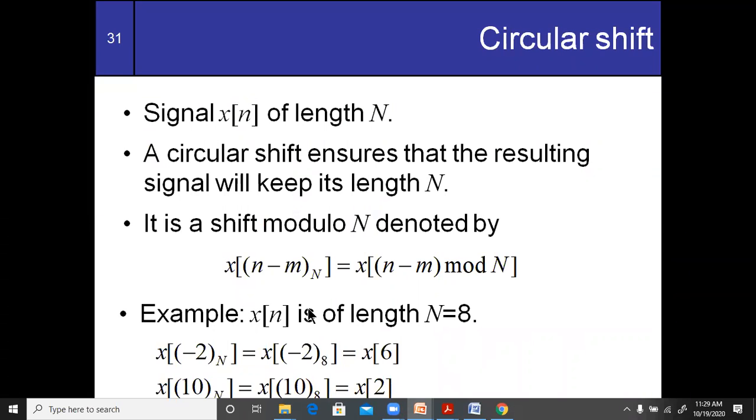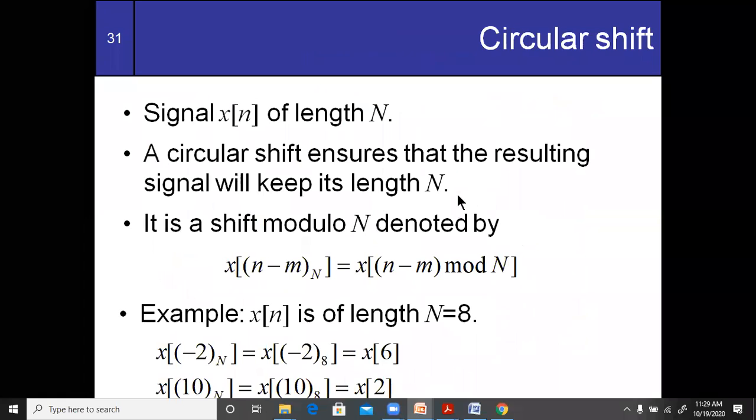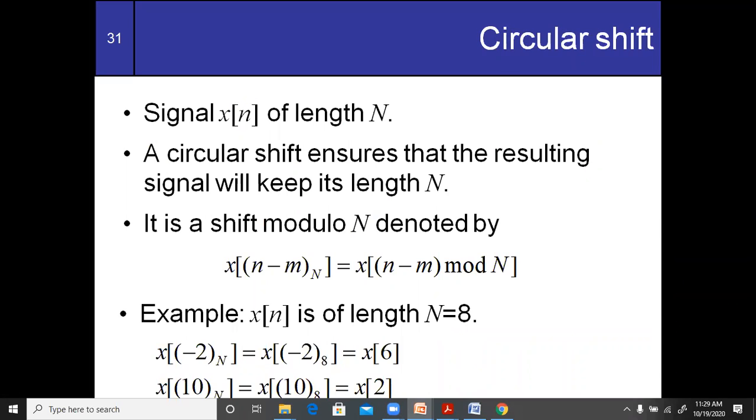So that was linear convolution. Then we also have what is known as circular shift and correspondingly circular convolution. For a signal of length N, if we have a circular shift, this ensures that the resulting signal will keep its length N. That means it comes back to the original position. And that we denote by shift mod N. Okay, circular shift is denoted by shift modulo N.